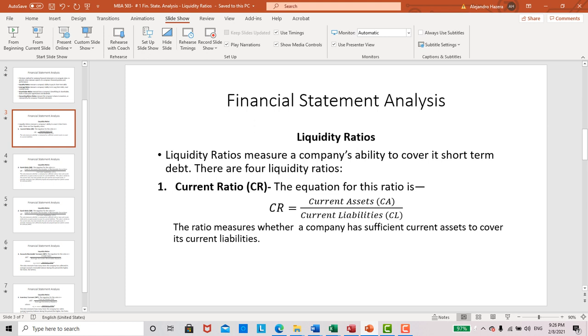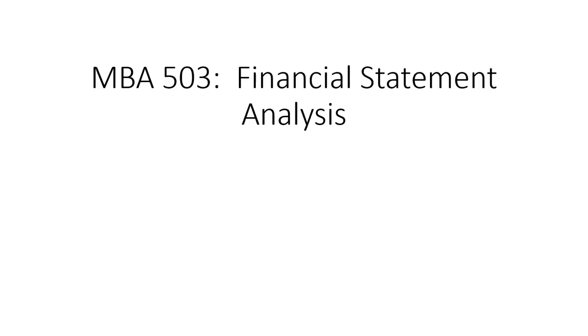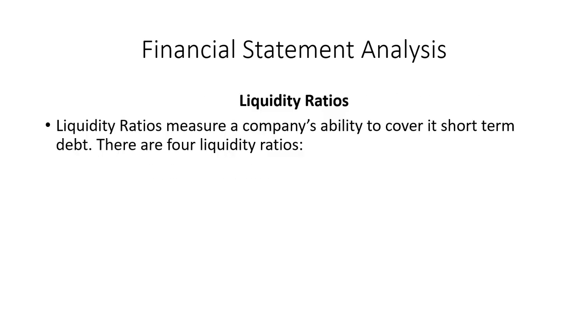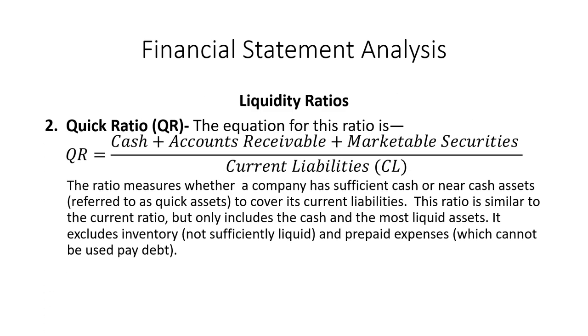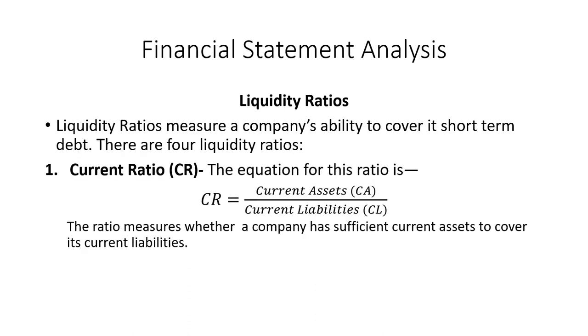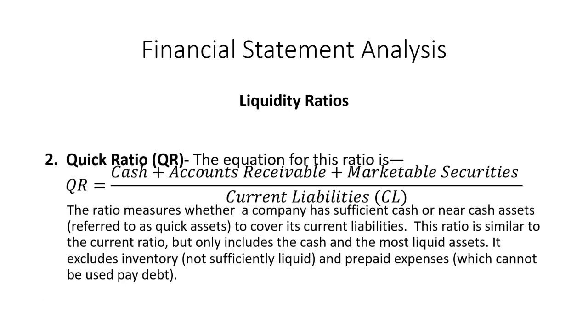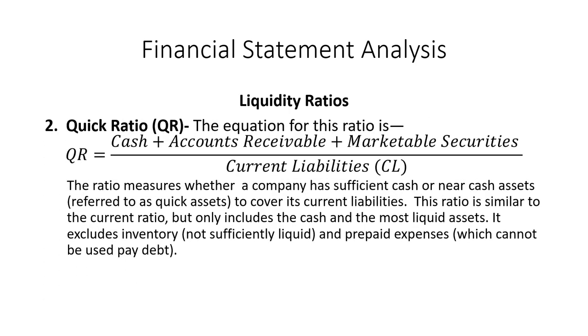Next ratio is the quick ratio. Now this ratio is a version of the current ratio. Notice both this ratio and the current ratio have denominators which are current liabilities, so that you're measuring your ability to cover current liabilities.